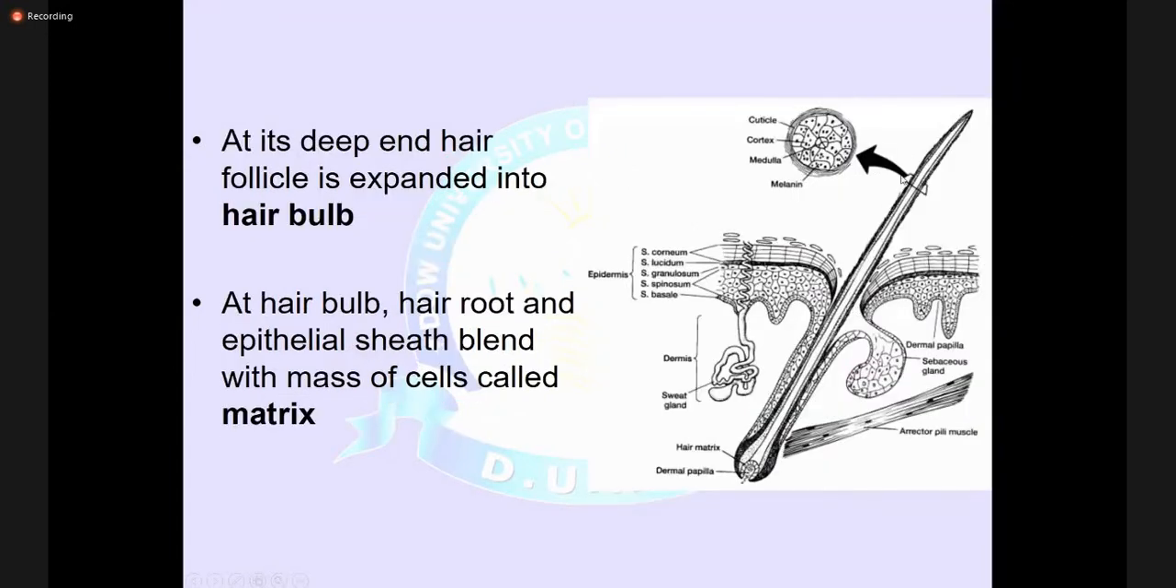Then you can see in this diagram, this cut section showing the different layers: we have the central area, the medulla, then the cortex, and the cuticle, and this cortex also has a layer that contains the pigments, in the form of melanin. So this is the cut section of the hair shaft, right? This is the surface of the epidermis, and we know that the epidermis consists of these layers: stratum corneum, the outermost, then stratum lucidum, stratum granulosum, stratum spinosum, and stratum basale. Right?